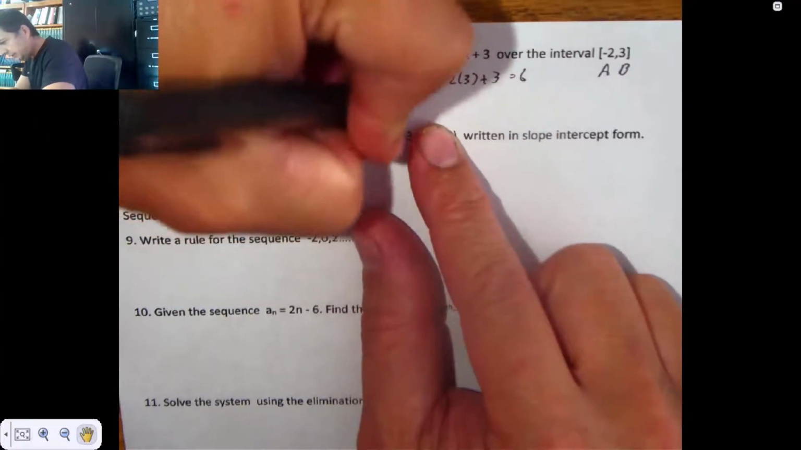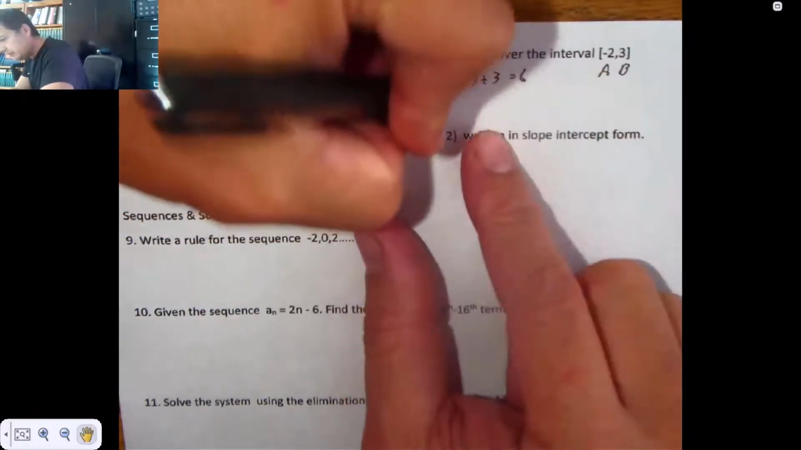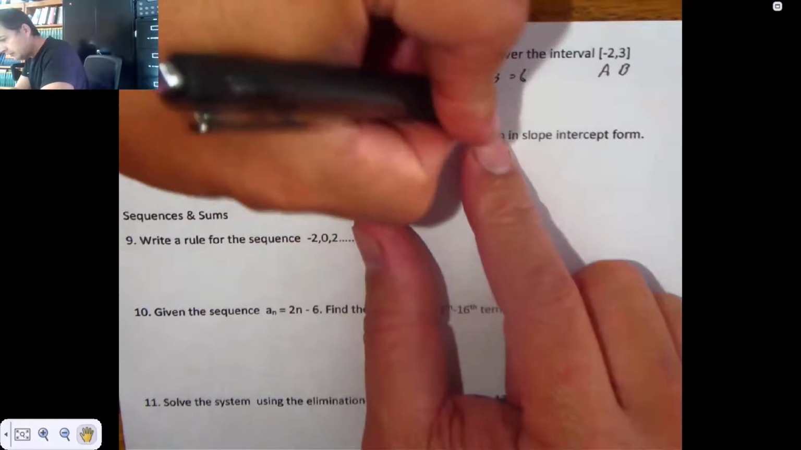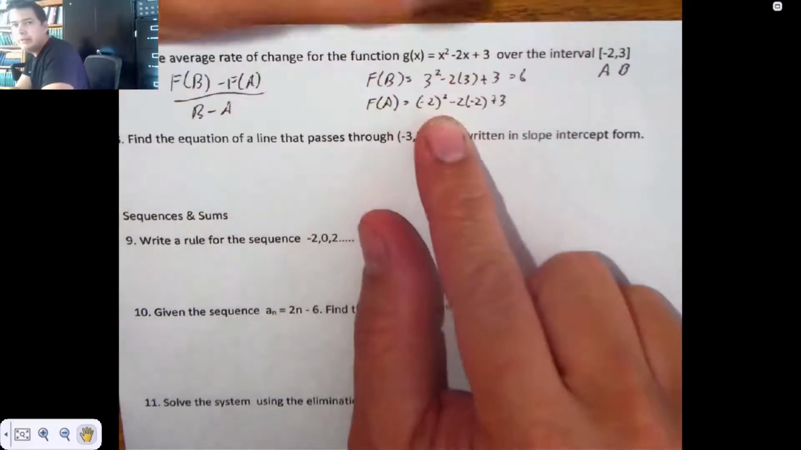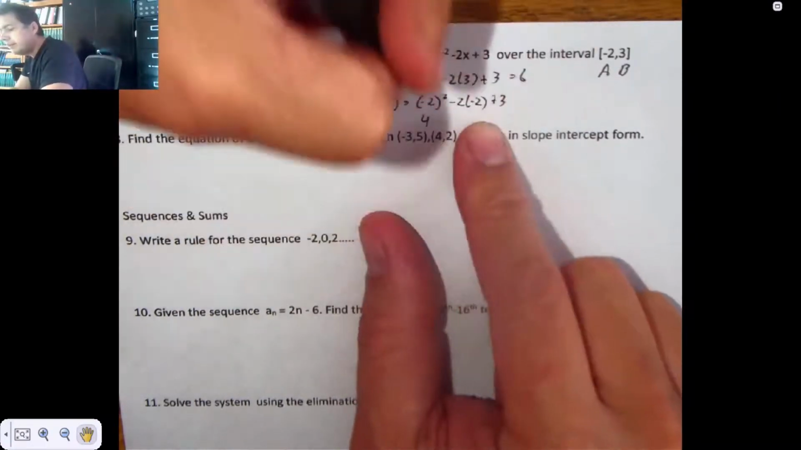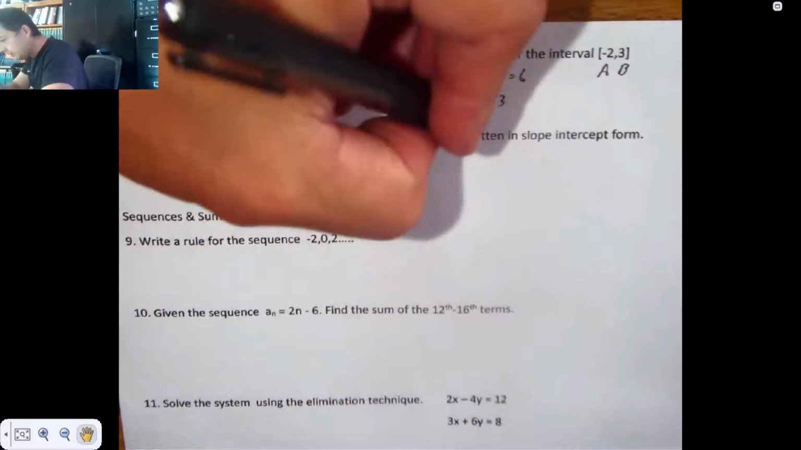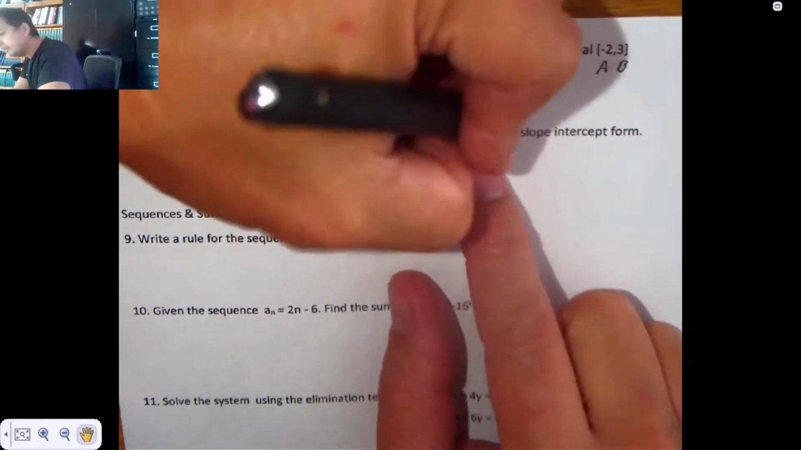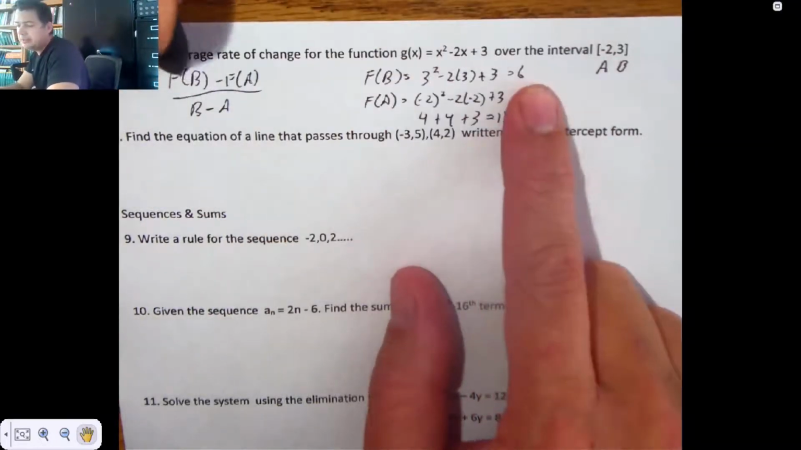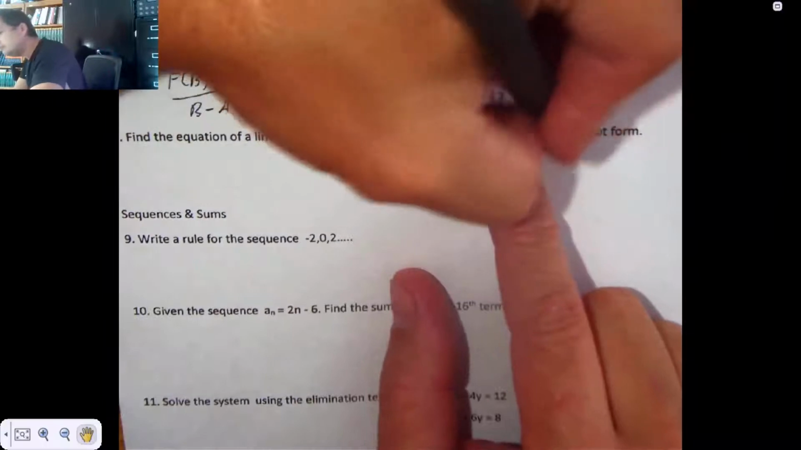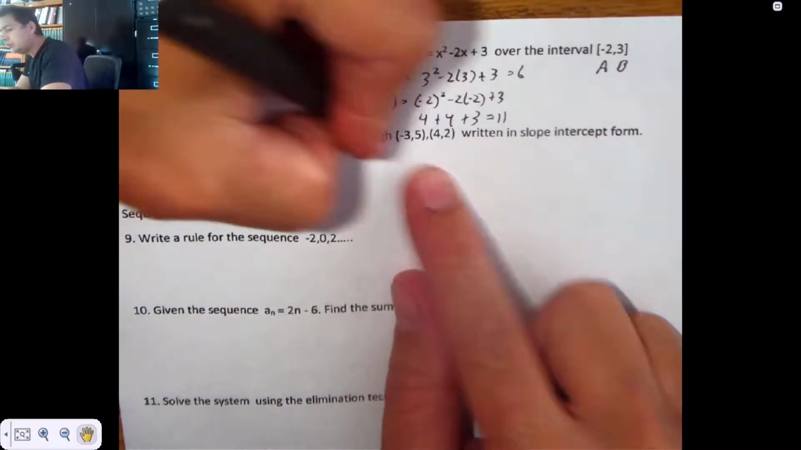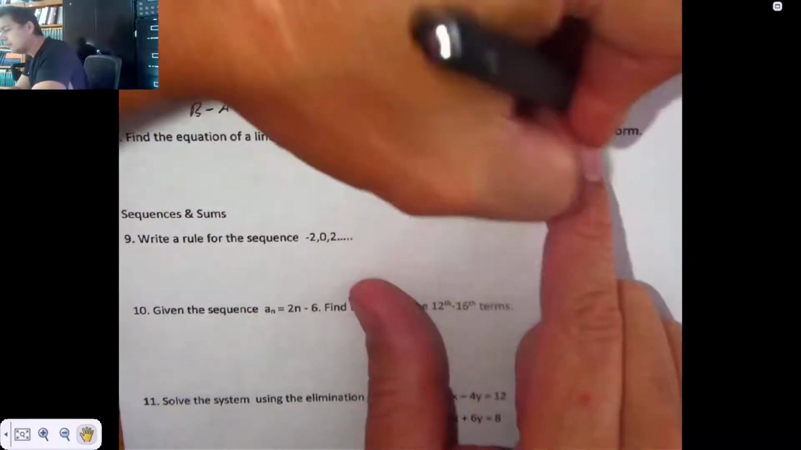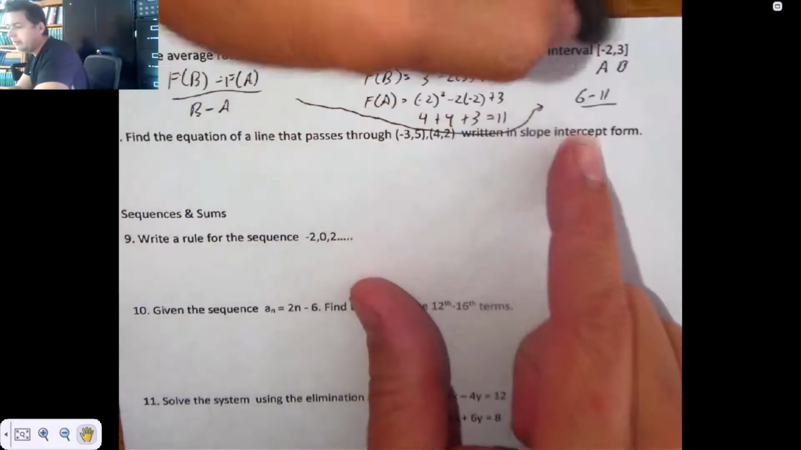To find f of a, I plug in a -2. A -2 squared is 4. Negative times negative is positive. Then add 3. That's going to give 11. That's all I need. So I'm going to have 6 minus 11 over 3 minus a -2.